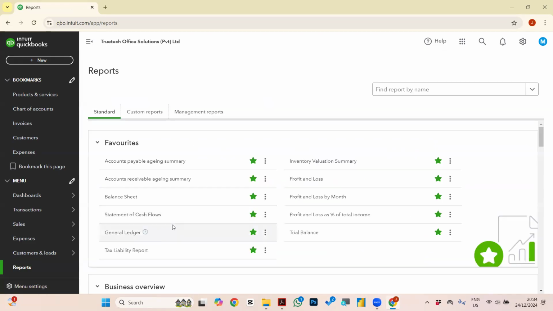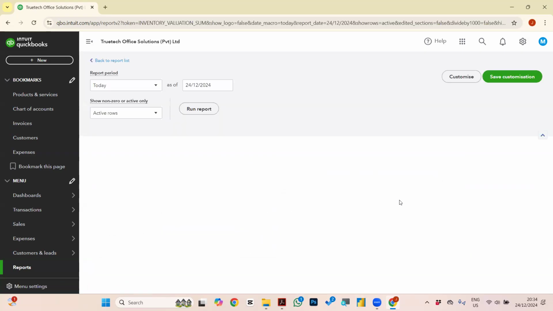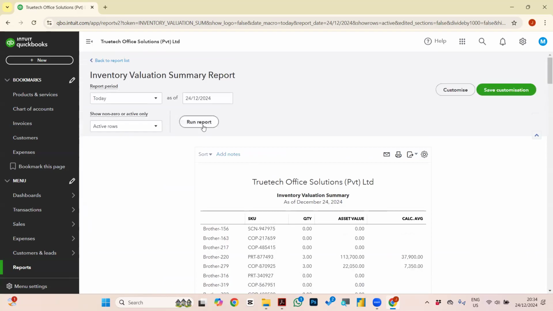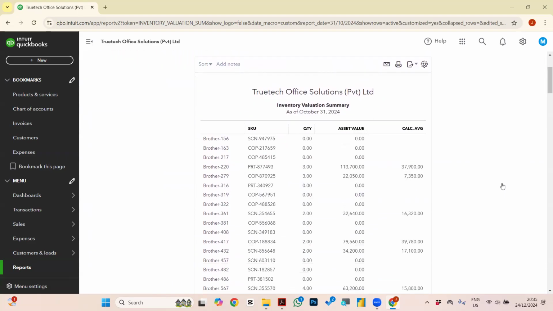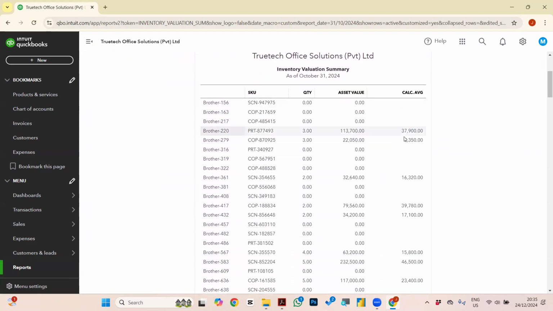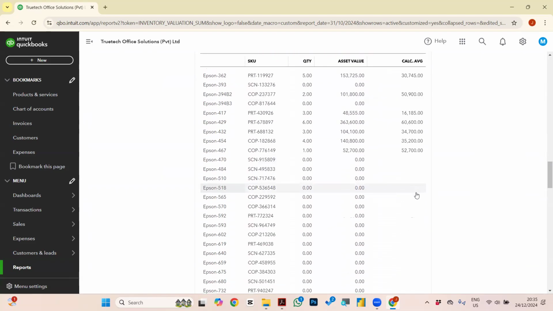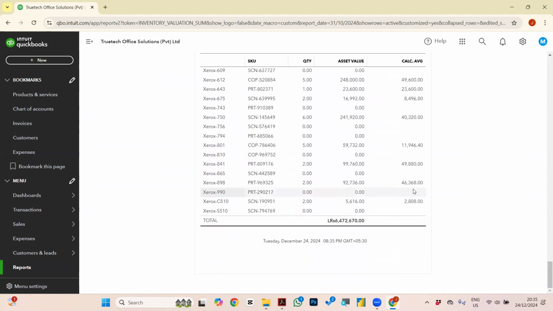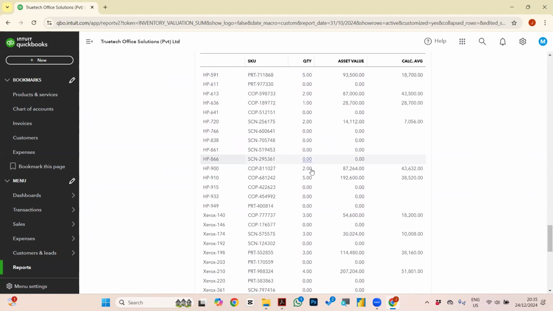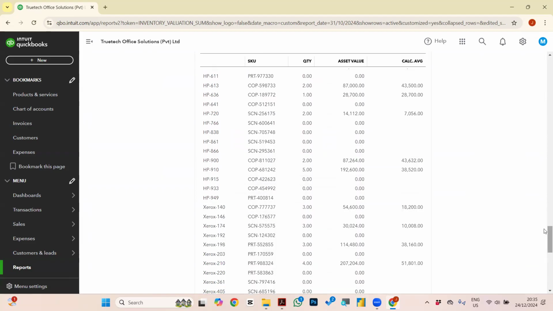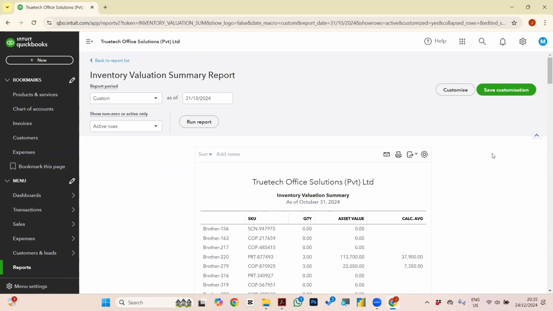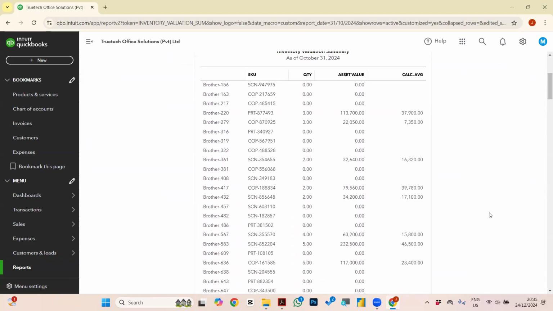One more thing, I think. Just one more thing. Two things are there. Inventory valuation summary first. If you check on the 31st October and run the report, you'll see all the inventory values and their average cost. It will calculate the weighted average. You see all the inventory items, how many units we have, 1 unit, 2 unit, 5 unit, and their weighted average cost is shown here. So you can get the inventory valuation report.